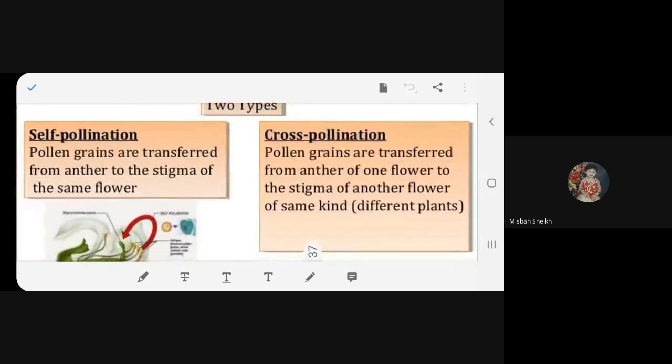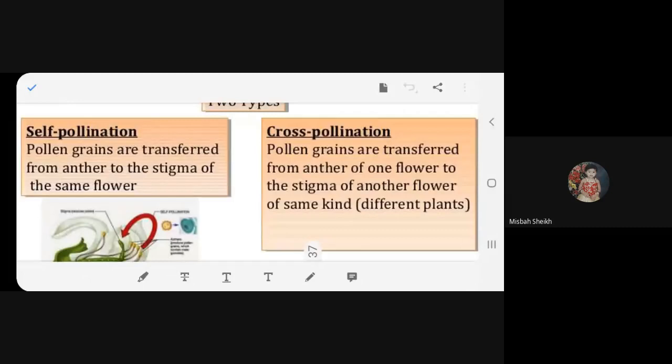It's very simple. What happens in self-pollination? Girls? Hello, girls. Pollen grains are transferred. You have to say only pollination, we know. Now you say what is self and what is cross. Pollination is a transfer of pollen to the stigma. That we already know, right? We already explained. But what is self and what is cross? In self, only one flower is involved, whereas in cross, two flowers are involved. That's it.